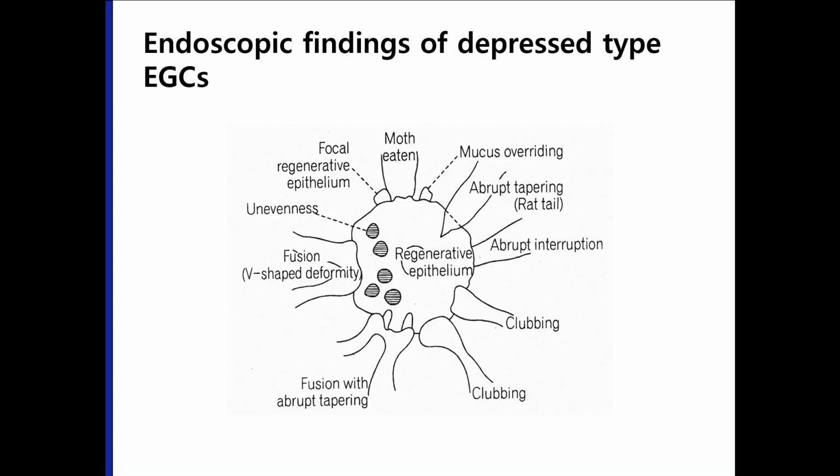Depressed type EGC, type 2C and 3. These are typical endoscopic findings of depressed type early gastric cancers. The edge of the depressed area is unclear, irregular, moss-eaten, and sometimes focal regenerative epithelium and mucous overriding can be seen. The base of the depressed area is uneven and mostly covered by white exudate.